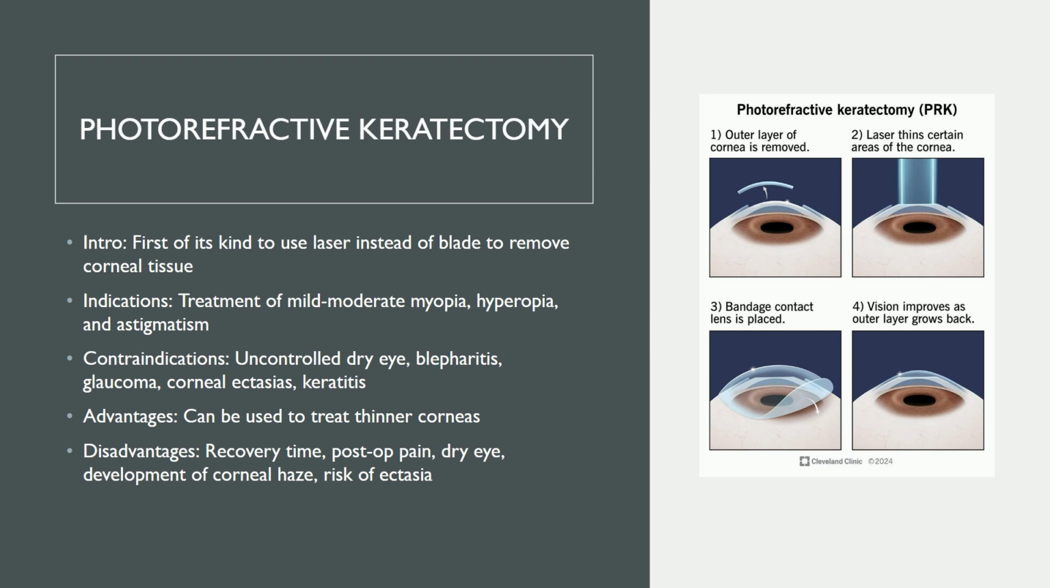Indications are to treat mild to moderate myopia, hyperopia, and astigmatism. The reason it's not severe myopia is because you are ablating corneal tissue. So when you're performing any sort of laser on the cornea, you have to take into account corneal thickness and how much residual cornea you'll have after the ablation. For me, I was like a -6, so I was borderline. But I was able to have PRK, and we'll talk about why I did that instead of LASIK.